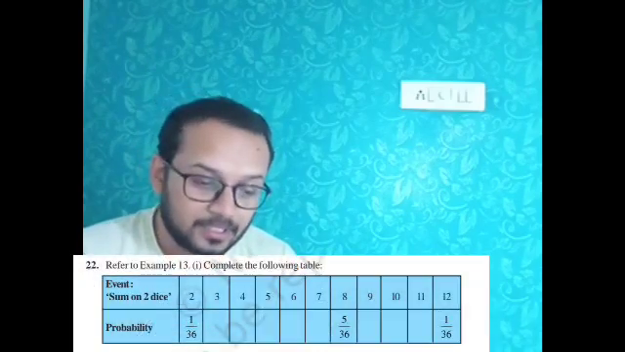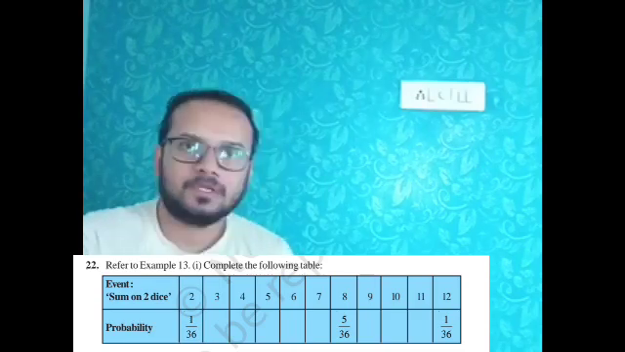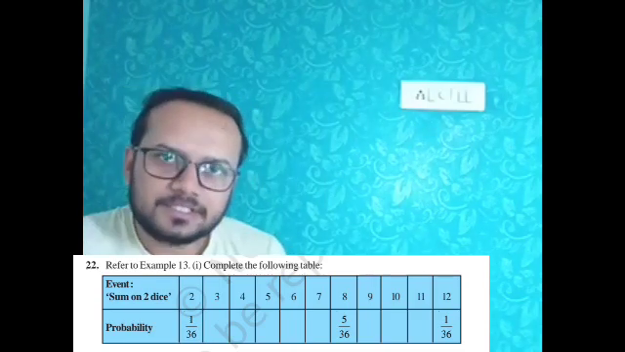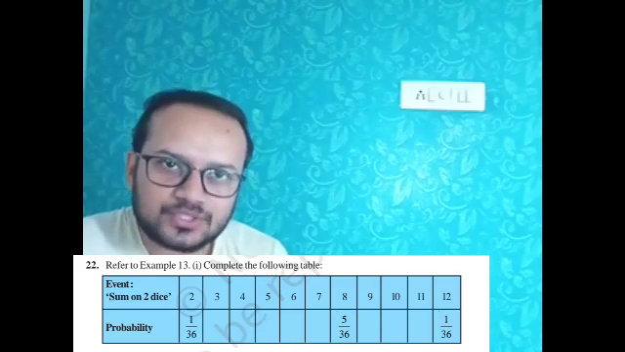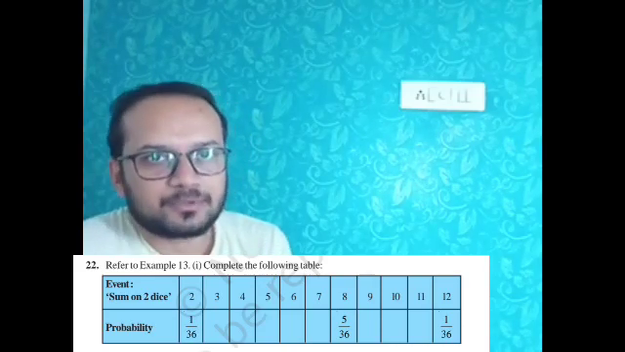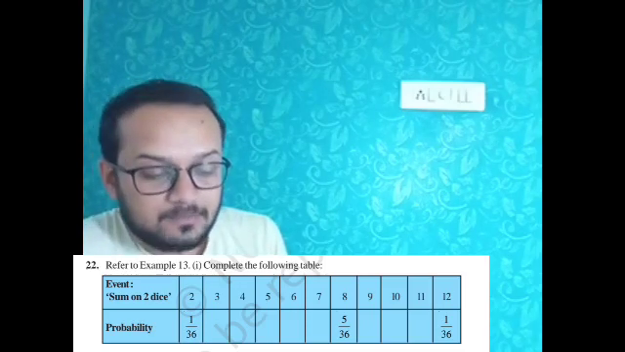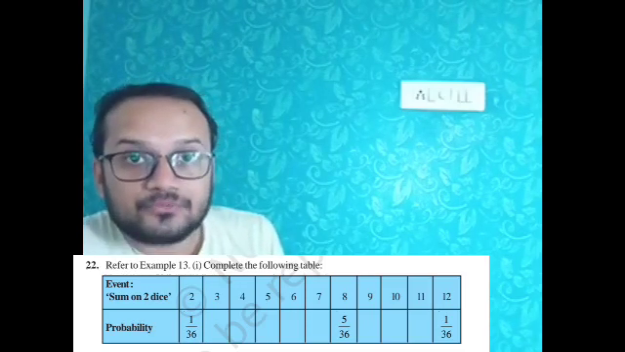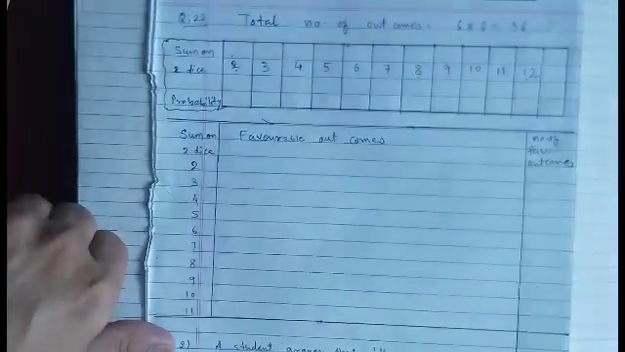Now we will move on to exercise 15.1, question number 22. The question is based on example number 13. In example number 13, whichever 36 outcomes we have got, for those cases we have to get the probability for the sum as shown in the question. Sum on 2 dice from 2 to 12. And we have to get the probability for all these possibilities.